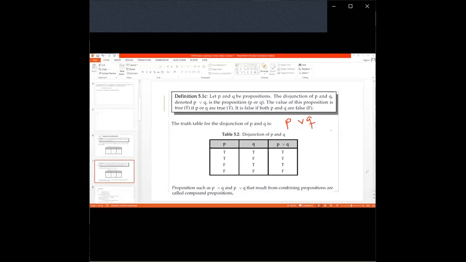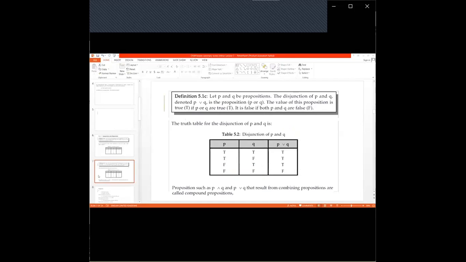So you can see from the table here, the only instance where we get a false for the resulting compound statement is when both statements are false. And I'm sure you've taken notes of the table as well, because we'll be using it for analysis later. Okay, let's proceed.